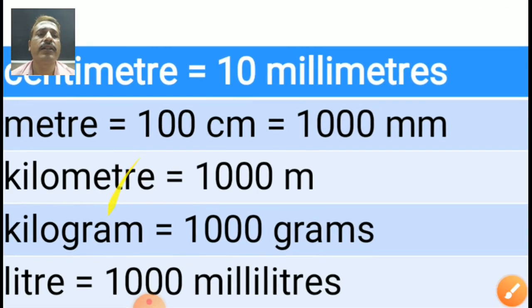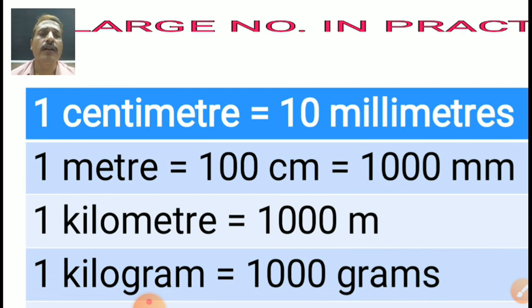Is it written here, students? 1 centimeter is equal to 10 millimeter. Okay. When you are going to purchase any cloth, then you will have to say, give me 1 meter of cloth or 2 meter of cloth. So this meter also has some relation with centimeter. Yes. So 1 meter is equal to 100 centimeter. Or you can write in place of centimeter, millimeter also.